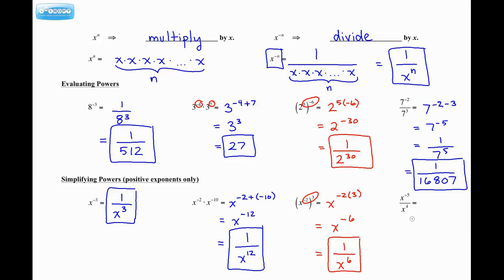Next, division of powers. The bases are the same, so I subtract the exponents. So this is x to the negative 5 minus 4. So this gives me x to the power of negative 9, which I can rewrite as 1 over x to the positive 9. Done.